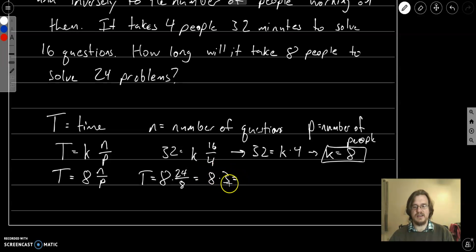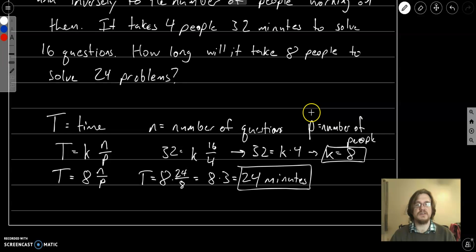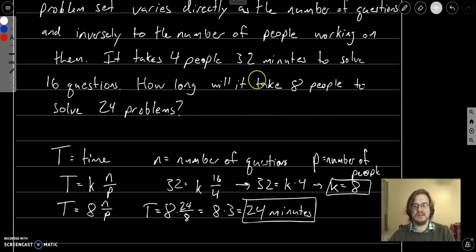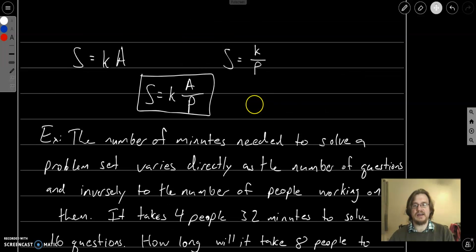And 8 times 3 is going to be 24. So my final answer is going to be 24 minutes. It takes 8 people 24 minutes to solve 24 problems.